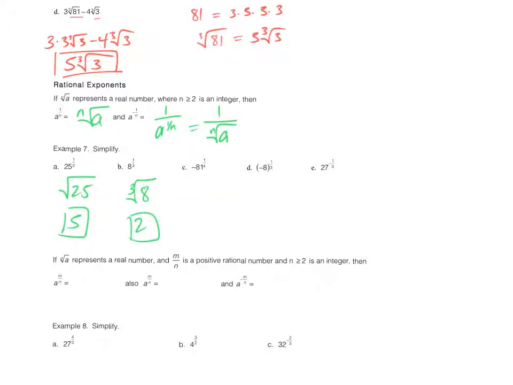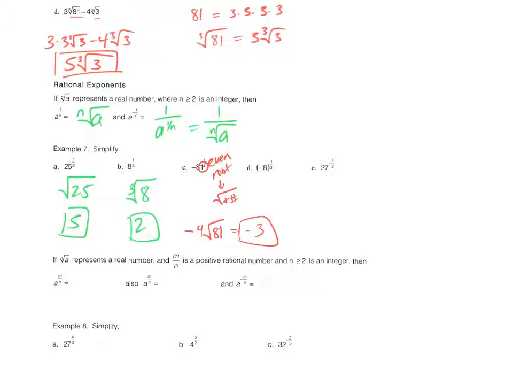Now, when we see negative signs in our expression, we're going to have to be very careful. In this case, we're going to end up with an even root, so we must have a positive number inside the radical. So what we're left with is the negative fourth root of 81. The fourth root of 81 is 3, so this equals negative 3.